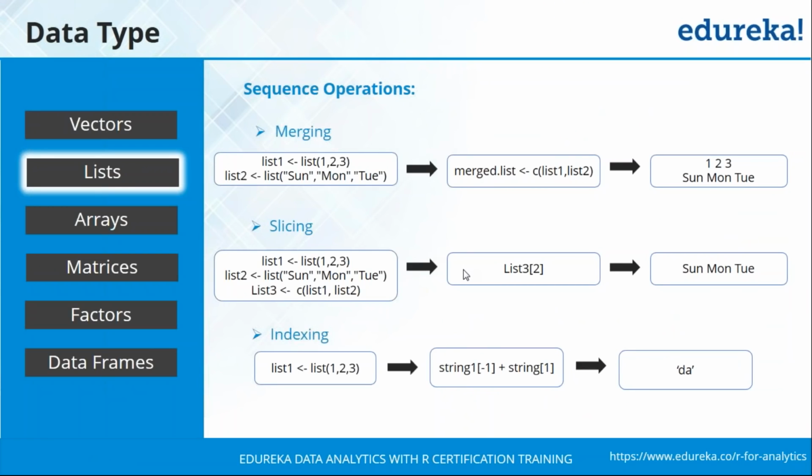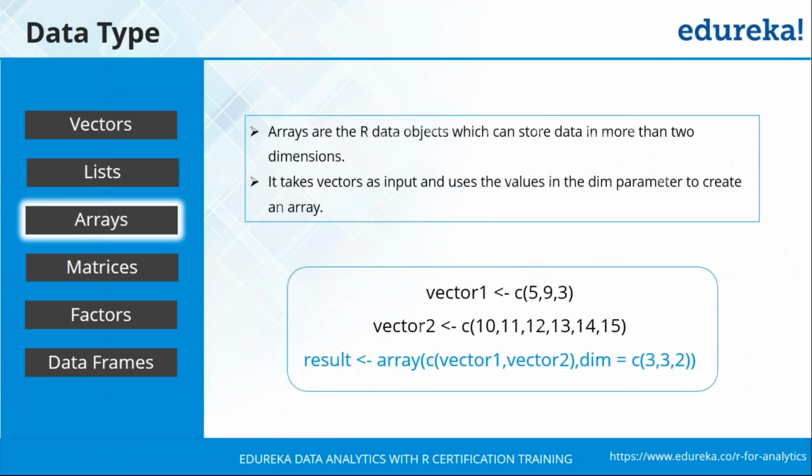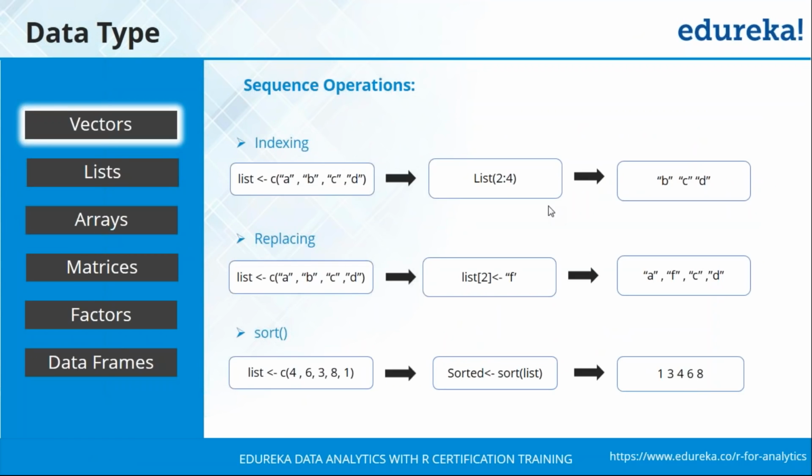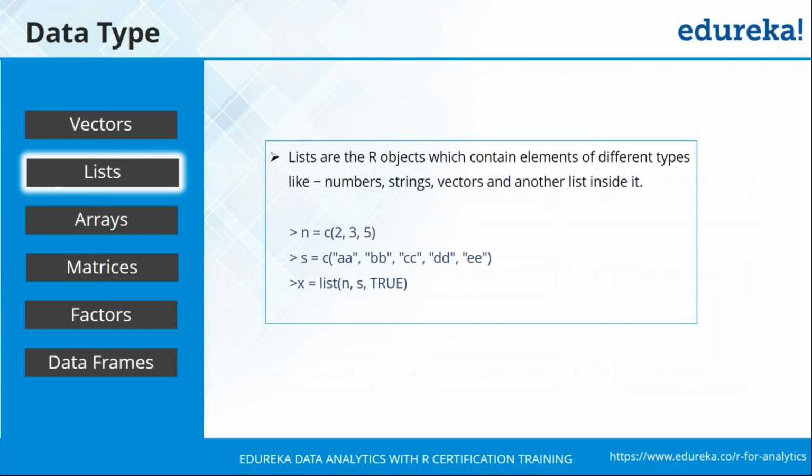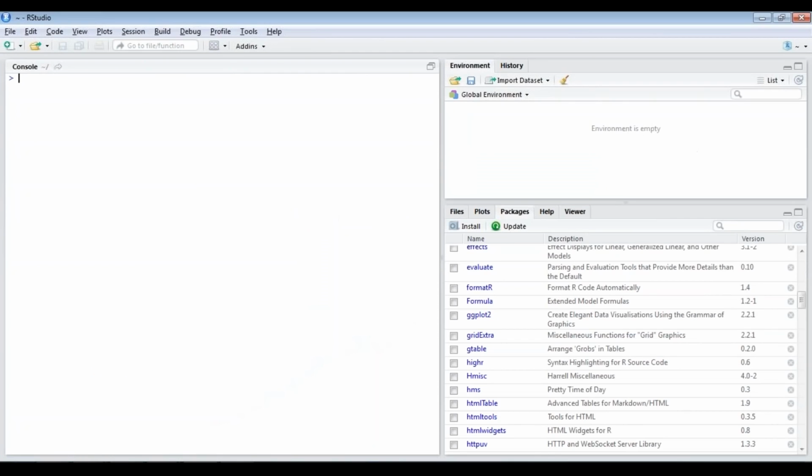So let's move forward to the next data type, that is arrays. So now after vectors comes lists. Now with respect to lists, they're basically similar to your vectors, but the only key difference with respect to vectors is that they can store elements that belong to different data types itself. So let me go ahead and show you on our studio itself.